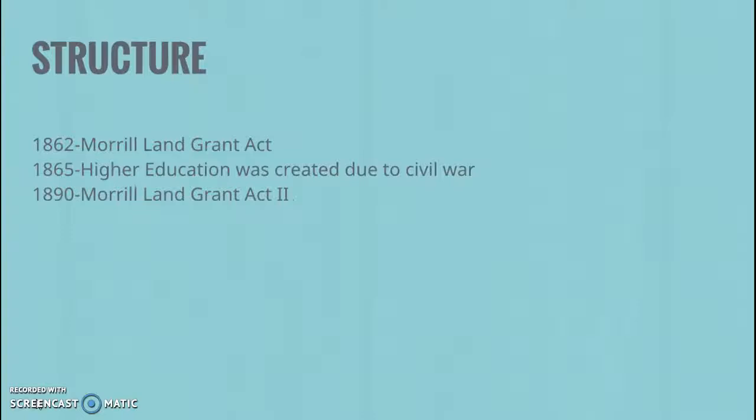Morrill Land-Grant Act 1862, 1865, higher education was created due to the Civil War, economic development in the North, and devastation in the South. Prior to the Civil War, agriculture was big. 1890, Morrill Land-Grant Act 2 was created. This act provided funding for school, yet it also gave the opportunity for wealthy white males to advance their education.